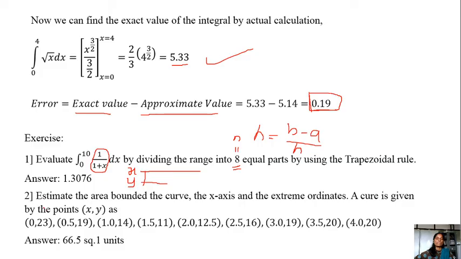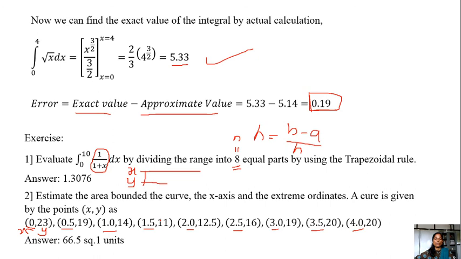Another, second example is to estimate the area bounded by the curve, the x-axis, and the extreme ordinates. So the curve is given by these points. The data is given as x and y ordered pairs. The very first ordinate is for x and the second is for y. So whatever initial arguments are given, these are the values of x: 0, 0.5, 1.0, 1.5, 2.0, 2.5, 3.0, 3.5 and 4.